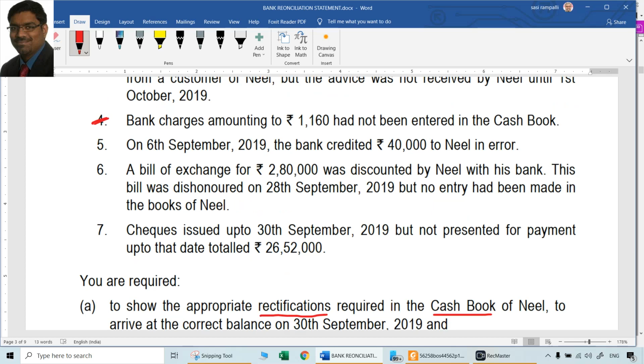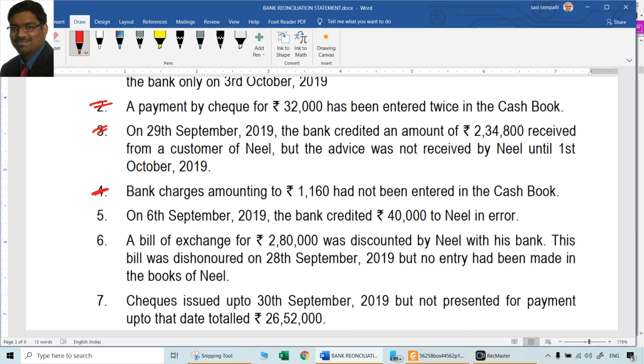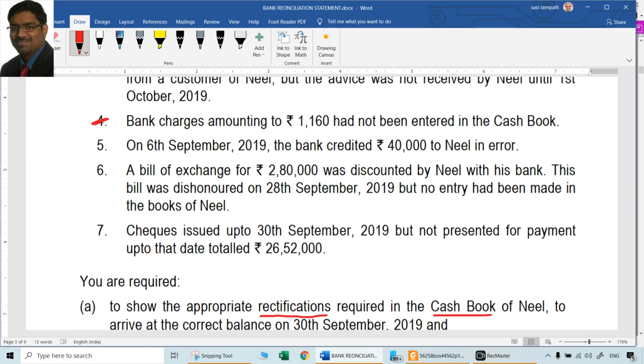Same way, bank charges 1160 were not entered in cash book. Why? Again, we didn't know then. Now we know. Now we can record that. 1160. Is it a deposit or withdrawal? Bank charges. So withdrawal. So definitely it has to be credited in our cash book. So 1160. That is also treated.